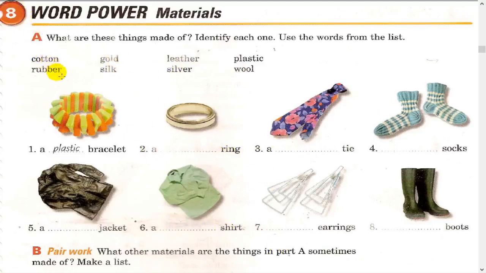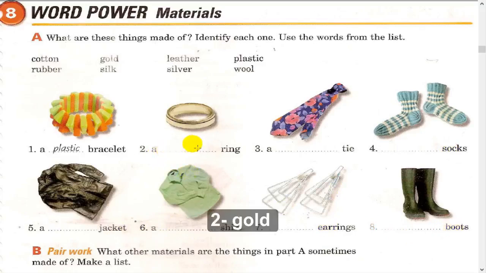Cotton, rubber, gold, silk, leather, silver, plastic, wool. 1. A plastic bracelet. This is a bracelet. Ring. This is a ring. A tie. Socks. O-A in American, socks. British, socks. Jacket. Shirt. Earrings. Boots. Let's answer.